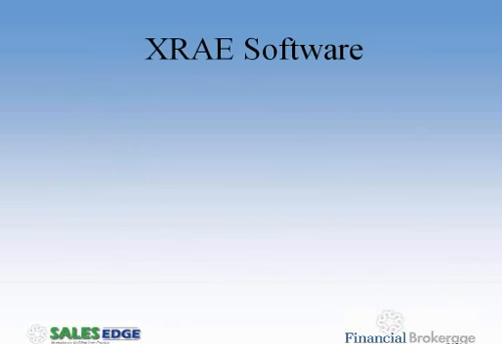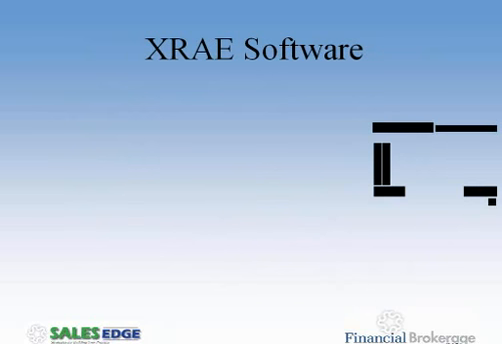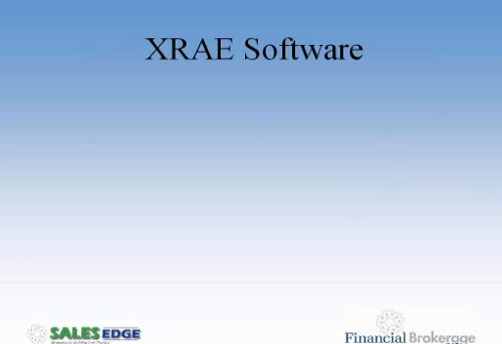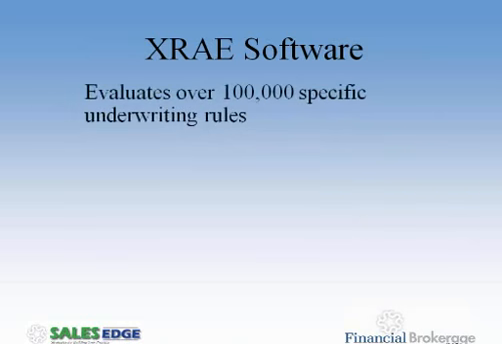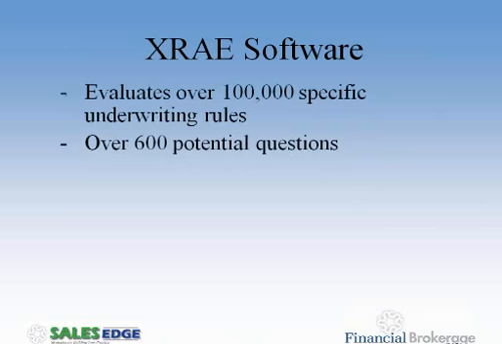Now, a little newer version of this, sort of taking it to the next level. Also under that underwriting tab, we have the X-Ray software. X-Ray is a company that has put together the software program, and it really does what a human can't do, at least that quickly. They can evaluate over 100,000 specific underwriting rules, and these are based on over 600 potential questions. And depending on the type of answer you want, the software can do this in less than a second, or it could also send the information off to real underwriters at the carriers.